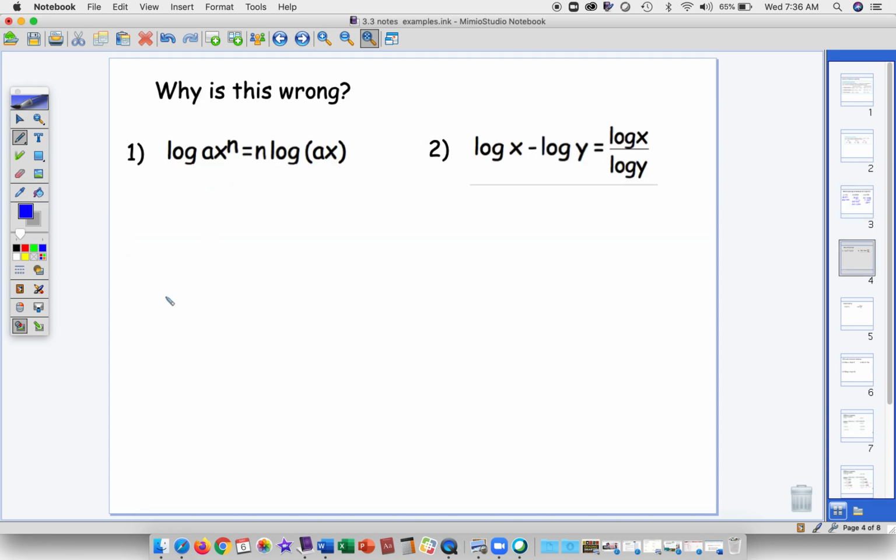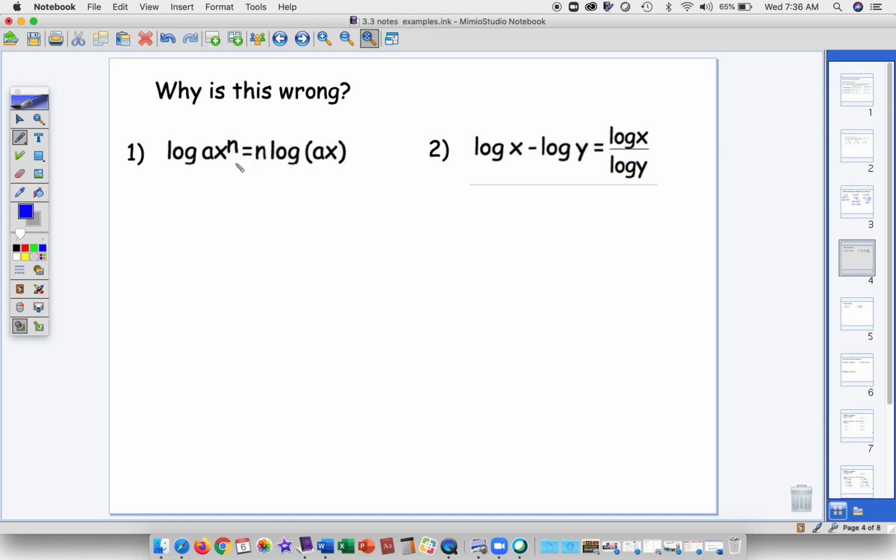Okay, so let's look at a couple of examples of things that are done incorrectly. So why is this wrong? Take a good look at this. Why do you think this does not equal this?